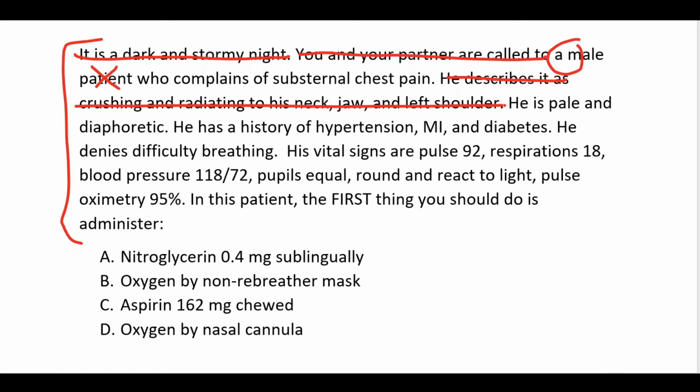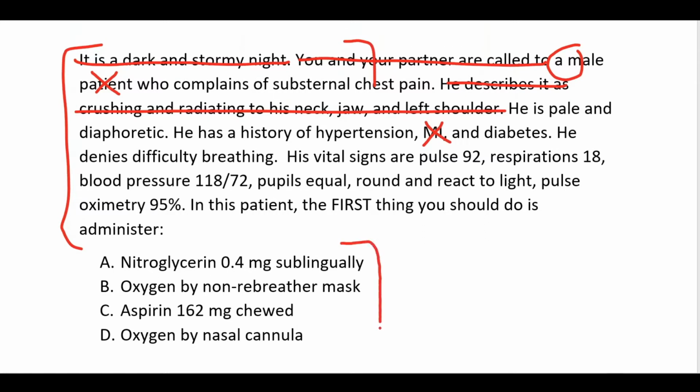He's pale and diaphoretic. He has a history of hypertension, MI, and diabetes. Okay, well, I mean, that kind of hands it to you too. Now, not that he couldn't have a history of MI, not that some of these things wouldn't be in there, but pale and diaphoretic, that kind of indicates criticality. When we look at the choices in this question, it doesn't really matter whether he's critical or not, because all we really talk about are medications. And this probably isn't going to affect a lot of that, right? He has a history we talked about. He denies difficulty breathing. That might be significant because one of the choices is oxygen.